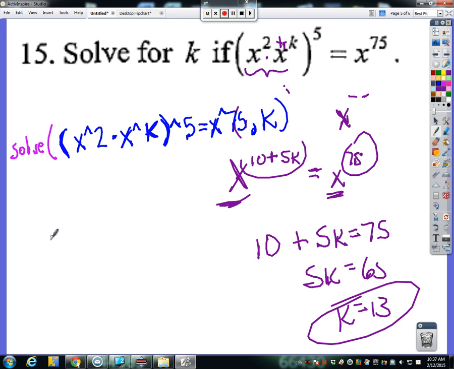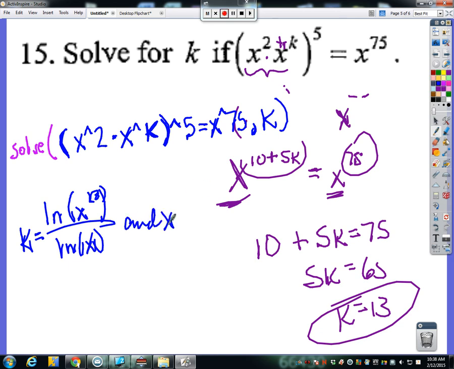Now the answer looks a little weird at first. It says k equals ln of x to the 13th over ln x. And this means natural log, and you really don't know what this means at this point. And it says x to the 13th is greater than 0. Really, it's that 13 that is our k value. It's kind of deceiving because we don't really know what all this stuff means, but that really represents our answer there.